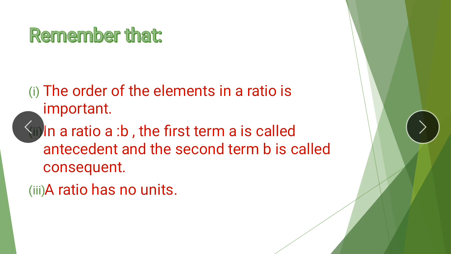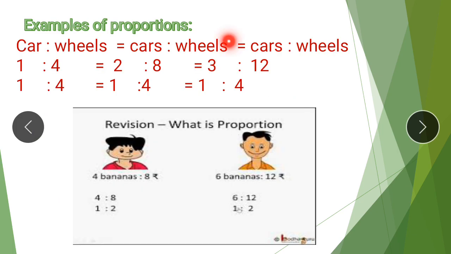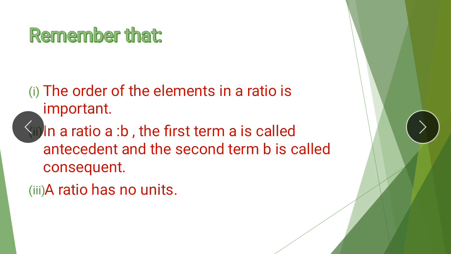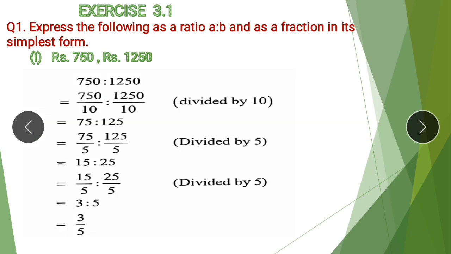For the concept of ratio, you must remember a few points. The order of elements in a ratio is important. If you write wheels first and cars later, it will not give you the correct result. In a ratio A ratio B, the first term A is called the antecedent, whereas the second term is called the consequent. Moreover, a ratio has no units. Why? Because the ratio is just used for comparison or for showing the relation between quantities, therefore it has no units.